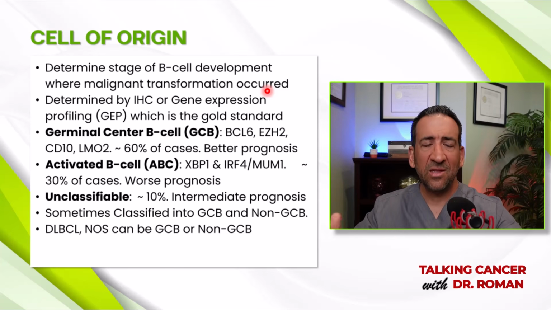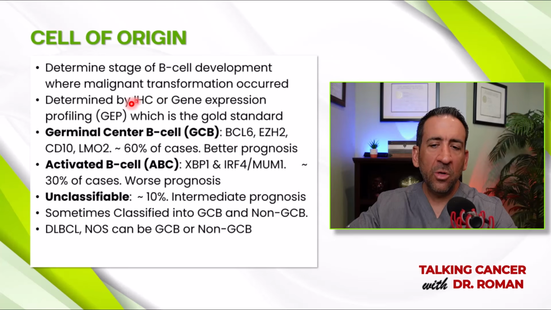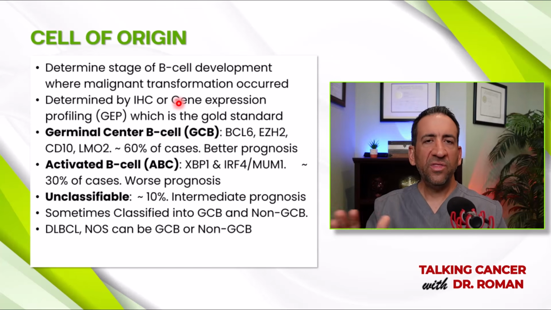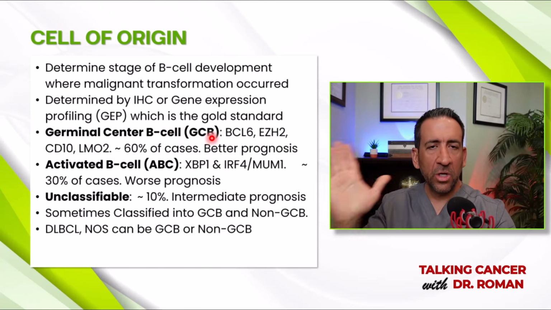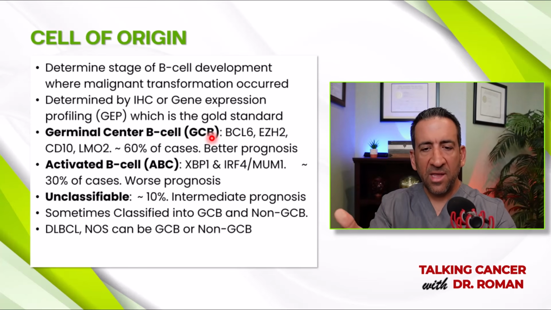These are just the tests that we can perform. One is immunohistochemistry, and the other one is called gene expression profiling. That's it. So one of these two tests will be performed, and it will tell us cell of origin. So the first one, and it happens to be the most common, is what we call germinal center B cell, or GCB. So if you look at your pathology report, it might say that you have a germinal center B cell lymphoma.